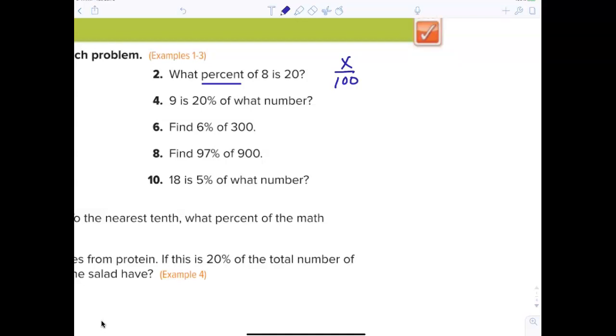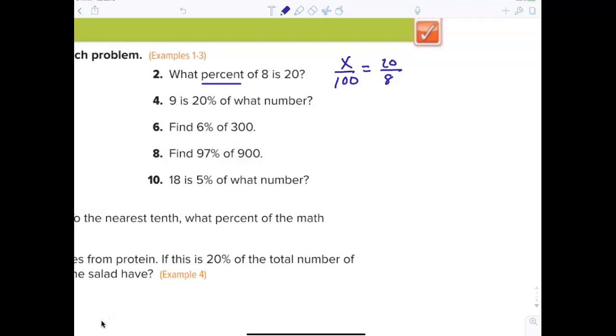It's a little weird. The part, in many cases, sometimes isn't the best way to describe it, because how can the part be greater than the whole? Everybody see that? But that is possible. For example, you can get more than 100%. So in this case, it would just be 20 over 8. It would be 20 over 8.